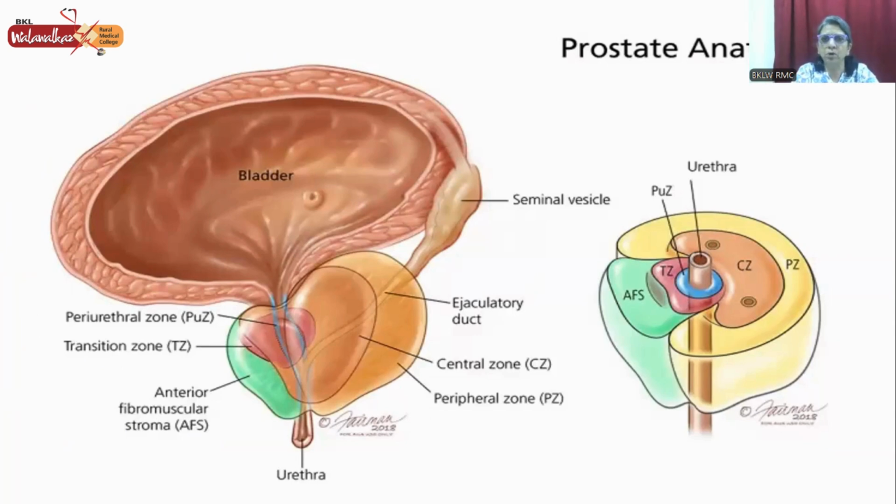These zones are important: one is the peripheral zone, the central zone, and the transition zone, and anteriorly, what you can see in green color is the anterior zone, which is fibromuscular.